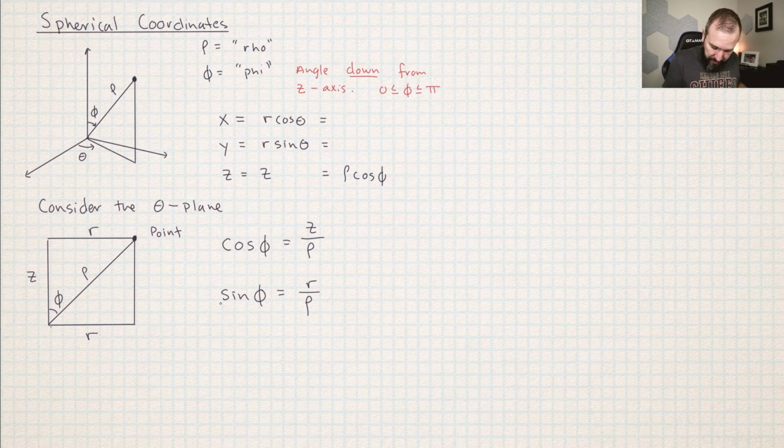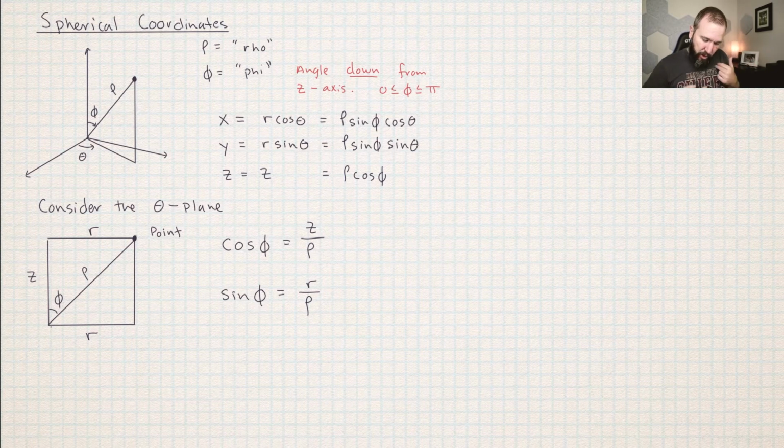Okay, and now this one says r is equal to rho sine phi. So I can just replace these two r's with rho sine phi from that coordinate right there. And that's it. So x is going to be rho sine phi cosine theta. And then y is going to be rho sine phi sine theta.